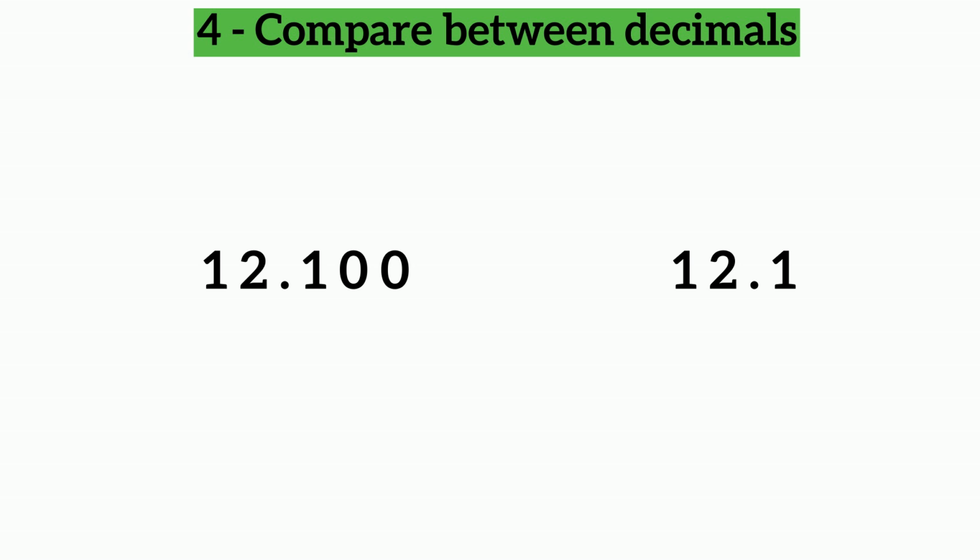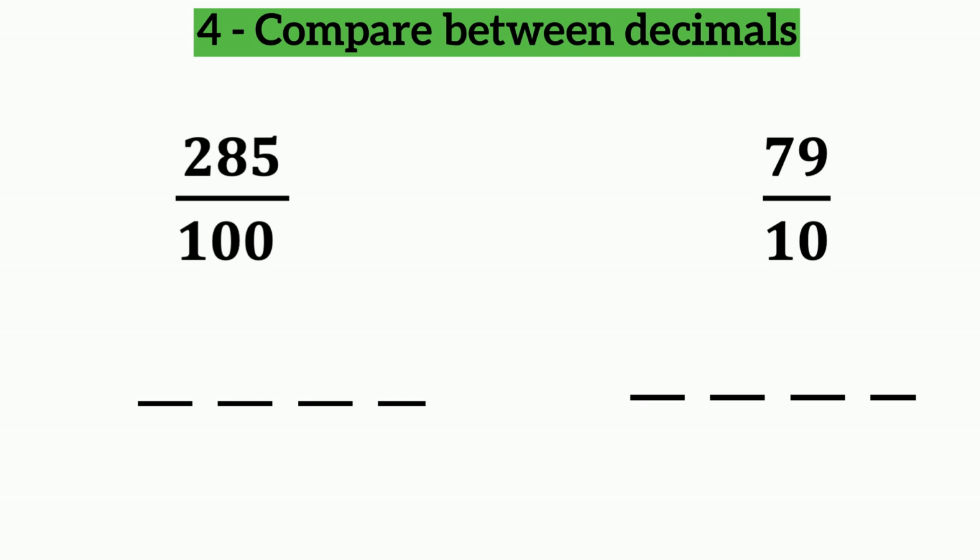In this one, both have 12, and both have 1 in the tenths place. Then, as we said before, zeros don't have any value at the end of the decimal number, so we can just remove them, and we will see that the two numbers are equal. This question compares fractions. Because the two fractions have different numerators and denominators, it is easier to convert them to decimals first and then compare. 285 divided by 100 is 2.85, and 79 divided by 10 is 7.9. Now we can see which one is bigger. That's it. Well done, everyone.